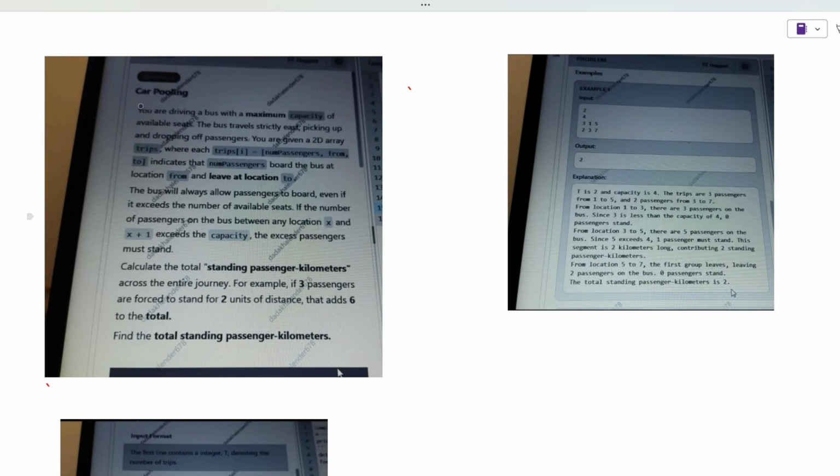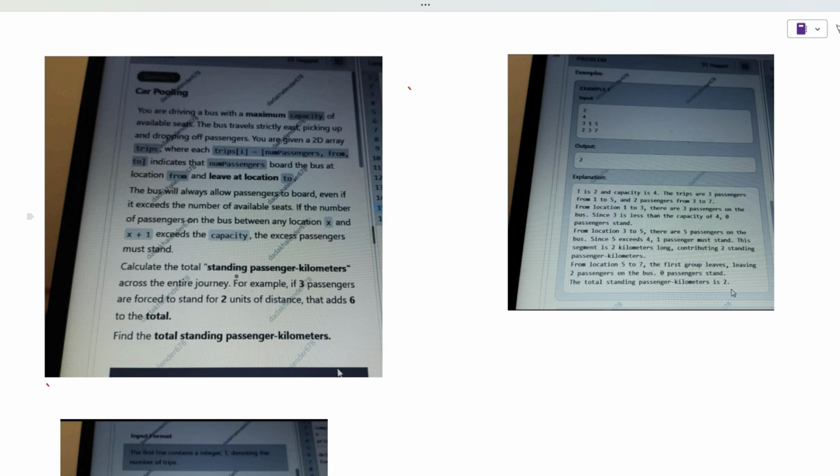Okay, so guys, the next question is Carpooling. You are driving a bus with a maximum capacity of available seats. The bus travels strictly east, picking up and dropping off passengers. You are given a 2D array trips where each trip[i] represents number of passengers, from, and to. These indicate that the number of passengers board the bus at location from and leave at location to. The bus will always allow passengers to board even if it exceeds the number of available seats. If the number of passengers on the bus between any location x to x plus 1 exceeds the capacity, the excess passengers must stand.